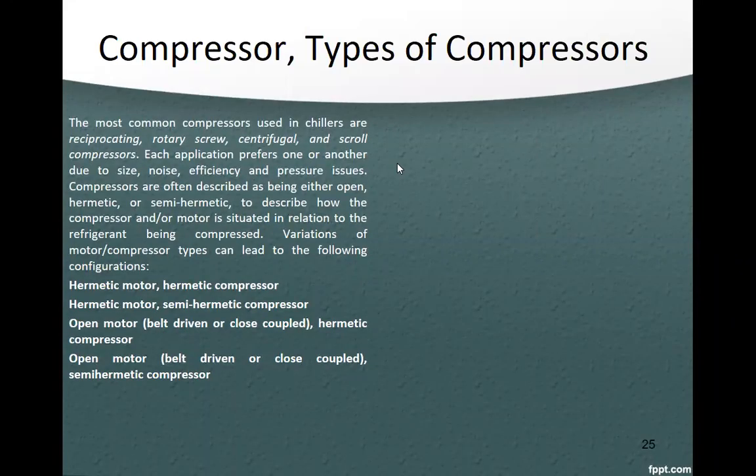Next, compressor. Ito yung isa sa parts. Unahin natin yung compressor. Meron tayong mga types of compressor. So, the most common compressor used in chillers are reciprocating, rotary screw, centrifugal, and scroll compressor.